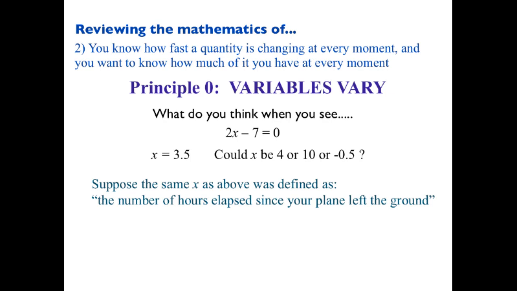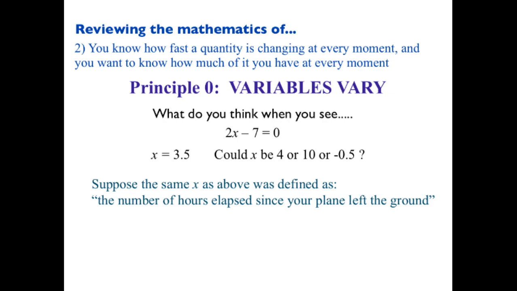So maybe 2x minus 7 is something like the time elapsed after takeoff when you got your peanuts or your drink, or you went to the bathroom for the first time, okay? But x could take on every real number. And there was a point in time when this plane flew that it was taking on every real number. A quarter of an hour, an hour and 10 minutes, right? So as time went by, x took on all these values.